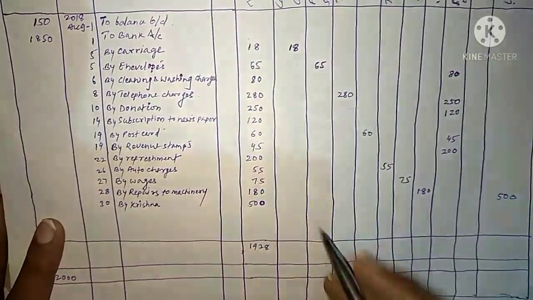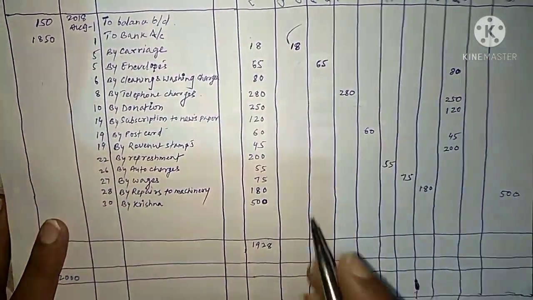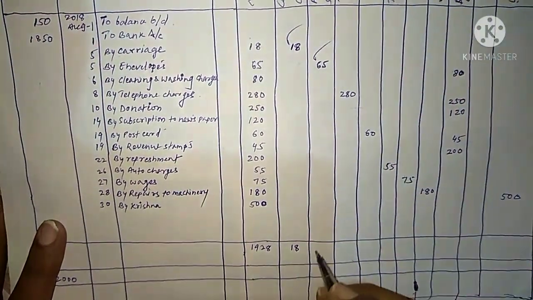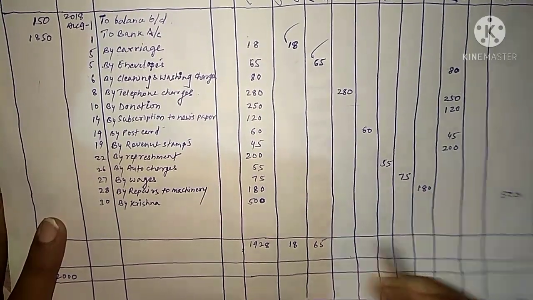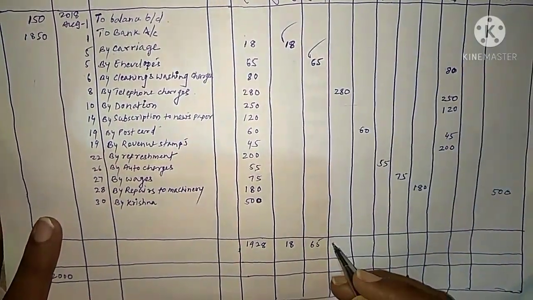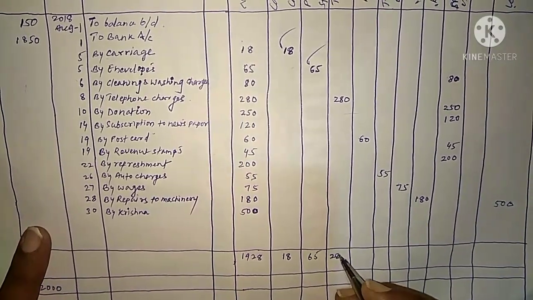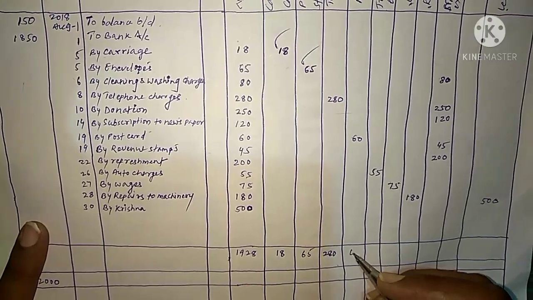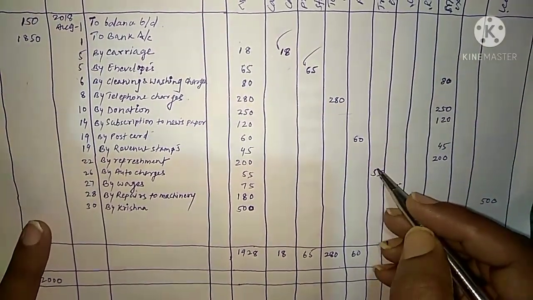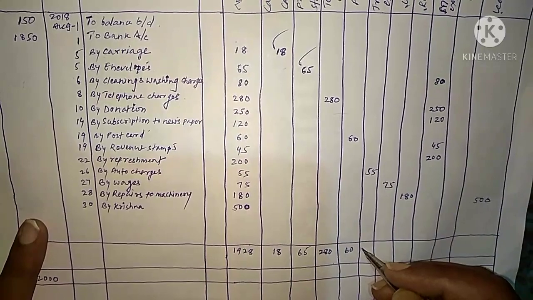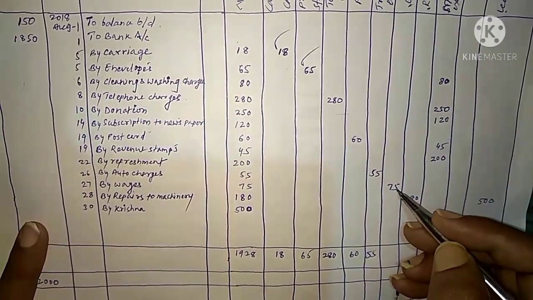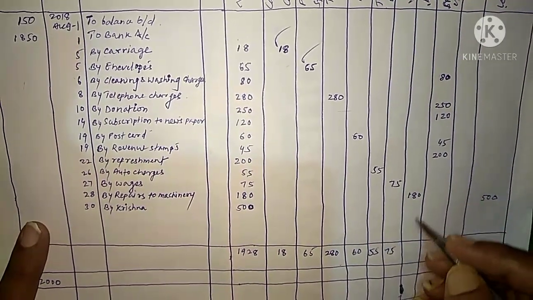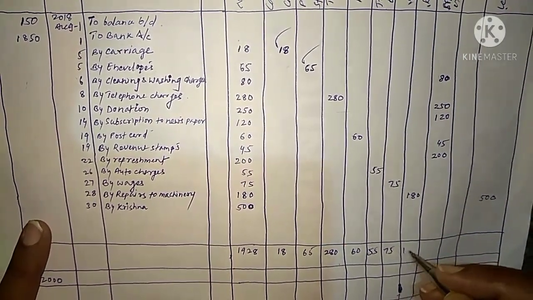And then for all respective totals, this 18 rupees we have to write here 18. This 65 we have to write here 65. This 280 we have to write here 280. This 60 we have to write here 60. This 55, in total we have to write 55. 75, in total 75. 180, it is 180.